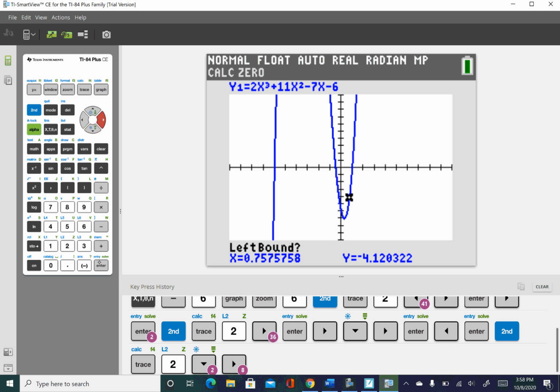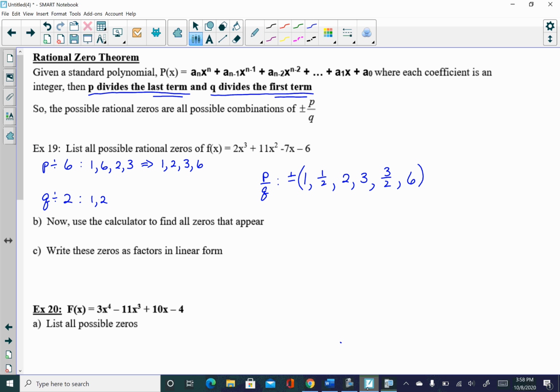Left bound this time will be below the x-axis. So hit enter. Right bound's going to be above the x-axis. Anywhere up there will do. And then I just put my guess closer to the x-axis, and so I'm also crossing out 1. These were all examples of perfect zeros.